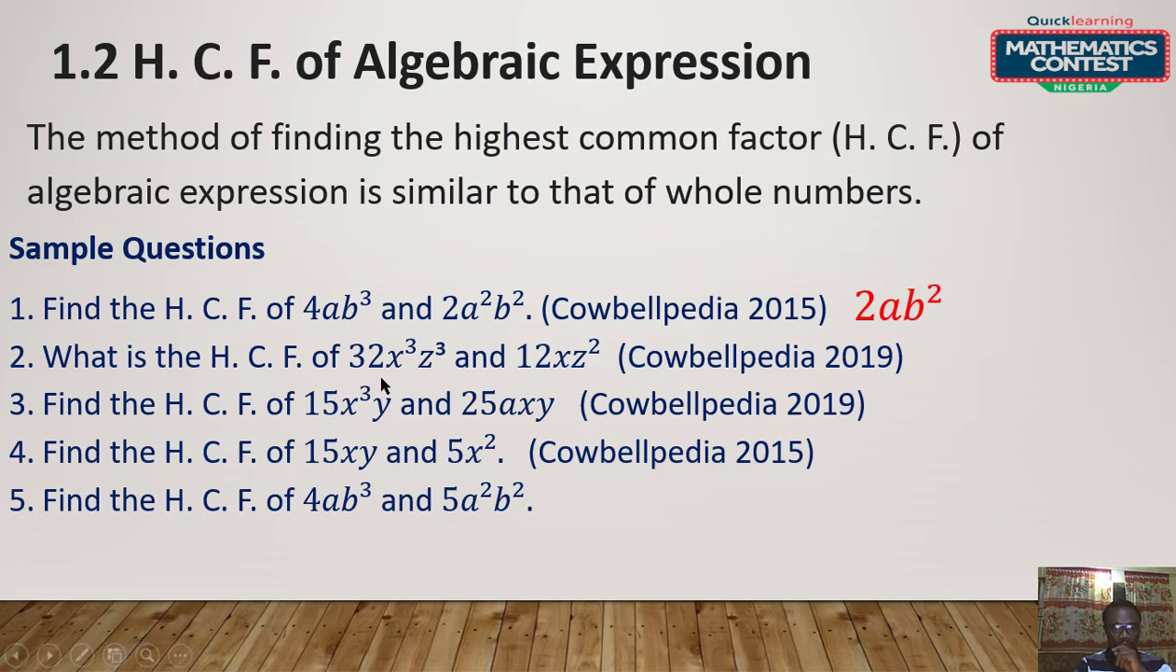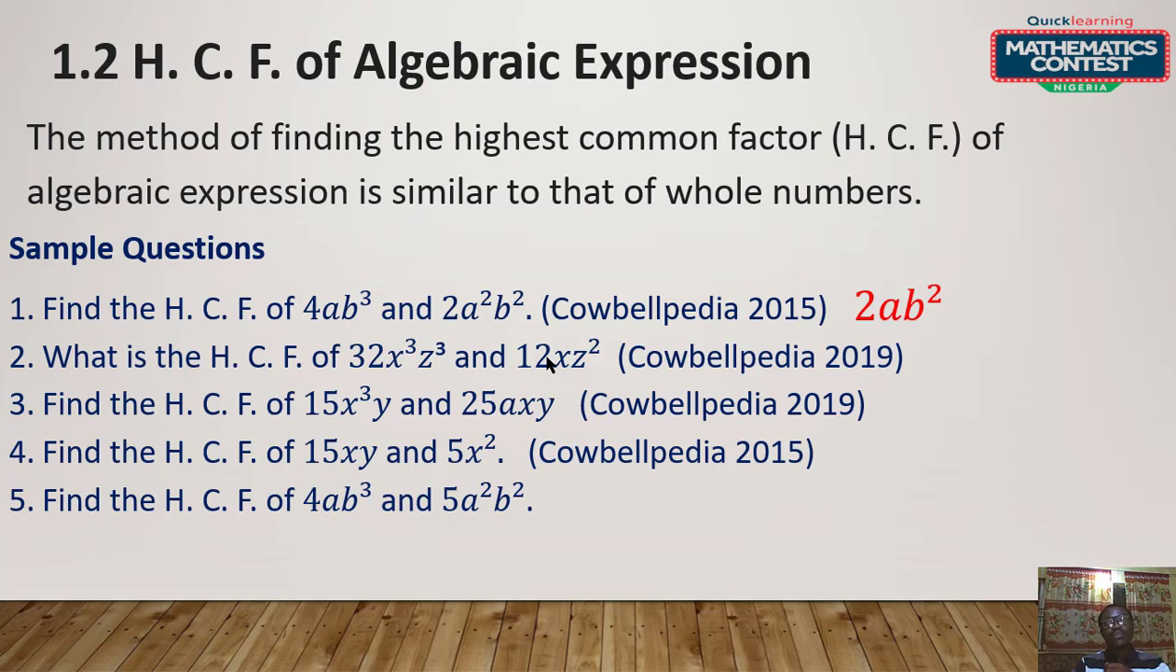Now let's do the same thing to number 2. Find the HCF of 32x cubed z cubed and 12xz squared. Now look at the numbers 32 and 12. You ask yourself, what is the highest common factor of those two numbers? I trust we understand the concept of factors. Now let me just do a very quick recap.